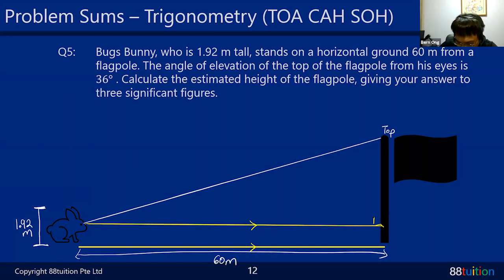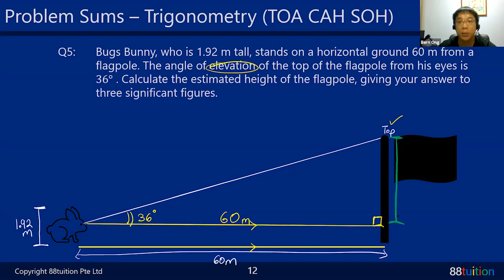This portion forms 90 degrees. When we talk about angle of elevation, it means looking up. So the bunny looks up to the top of the flagpole. This will be a 36 degree angle. That's the meaning of angle of elevation. And guess what? If they are 60 meter apart, can I say that this yellow line is also 60 meter? Can I purposely go and find this green portion first?